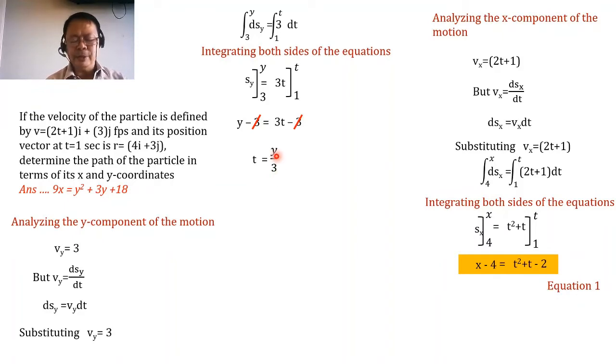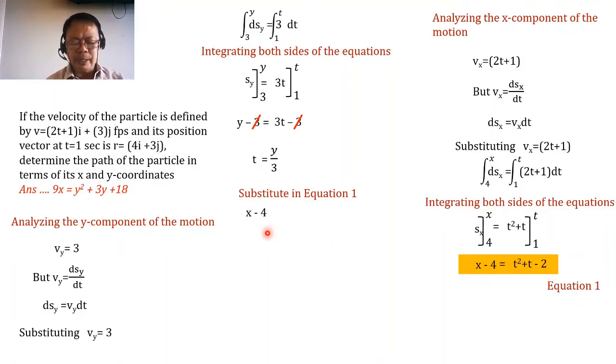This t, which is equal to y over 3, means it is the time that the particle will move a distance equal to y. Now the value of t which is equal to y over 3 will be substituted in our equation 1, which was just found a while ago.